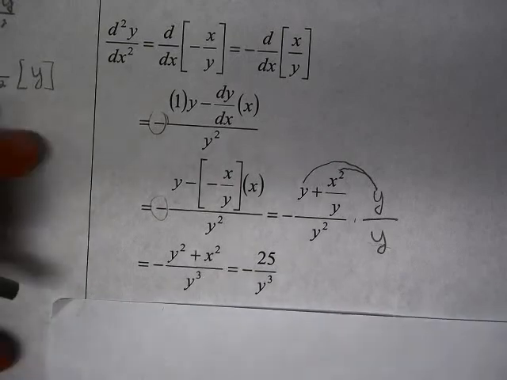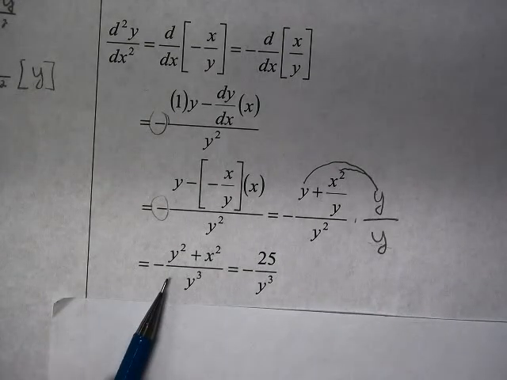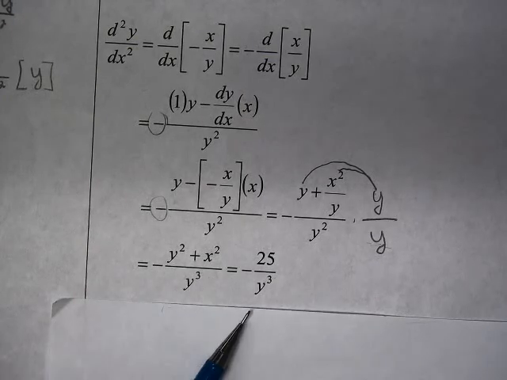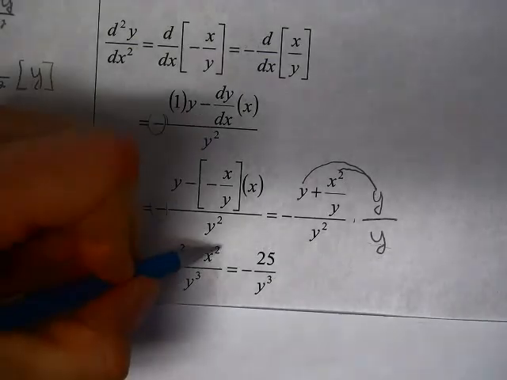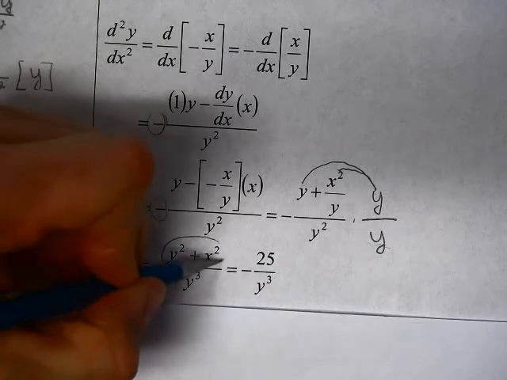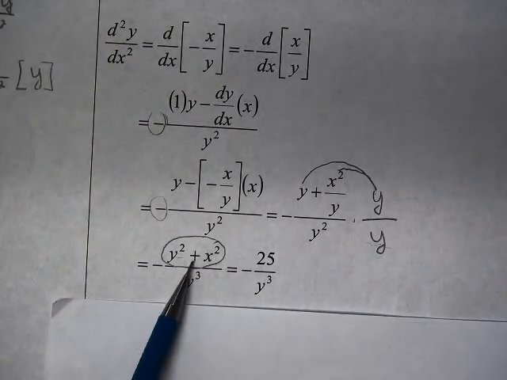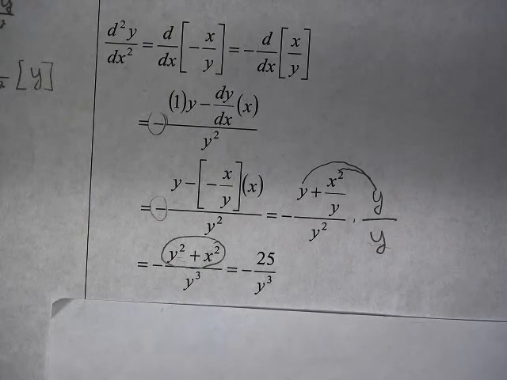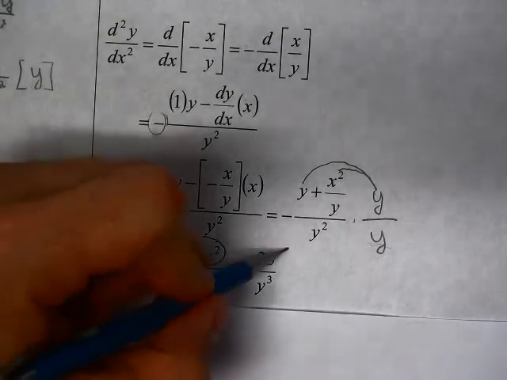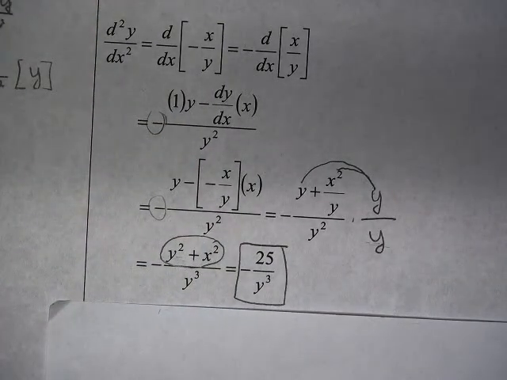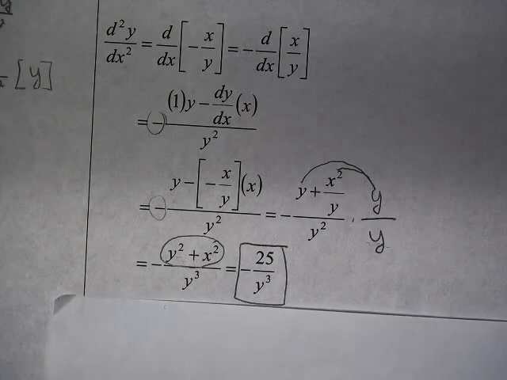Okay, we're almost there. Hang in there. We have our second derivative in terms of x and y. We can simplify this a little bit more if we recall the original equation told us that x squared plus y squared equals 25. So I'm going to replace this y squared plus x squared with a 25, and then the simplest form I can get that second derivative in is negative 25 over y cubed, which is nice because now it is only in terms of y and I've eliminated the x variable.